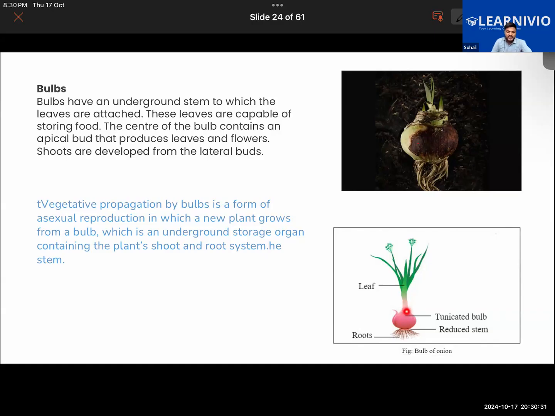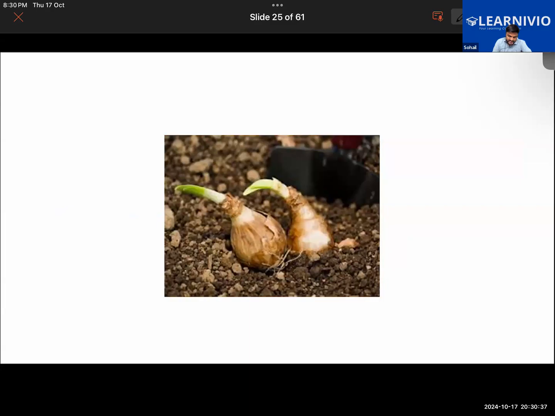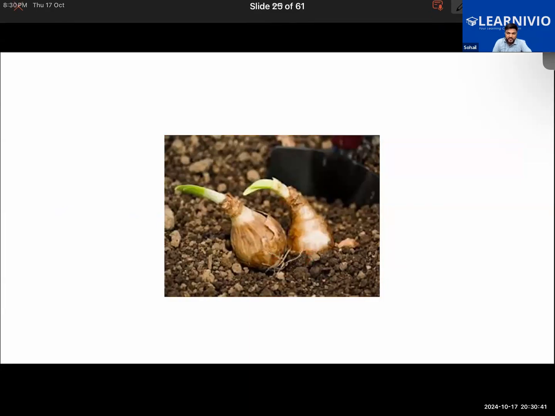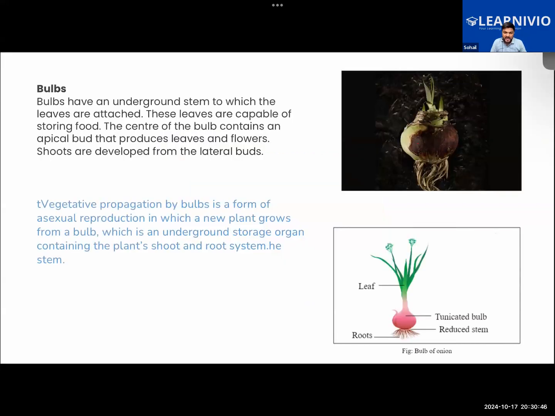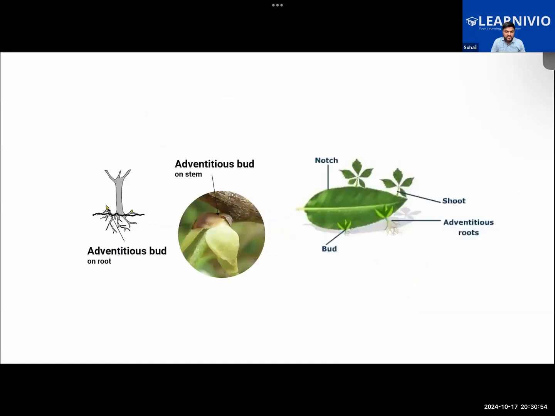And from the base of the bulb, new shoots can develop. As you can see here, from the base of the bulb, a new shoot has developed. Common examples are onion and garlic. So these are two common examples. We'll be learning in detail about this one in the next class. From today's class, if you have any questions, please let me know.